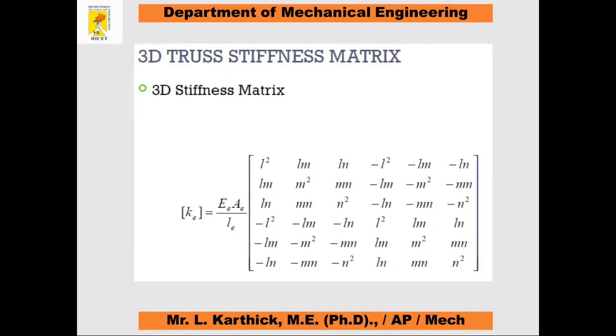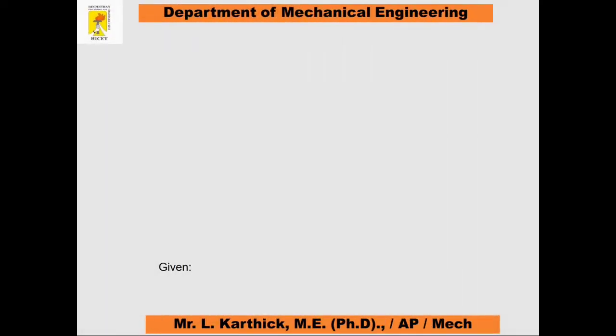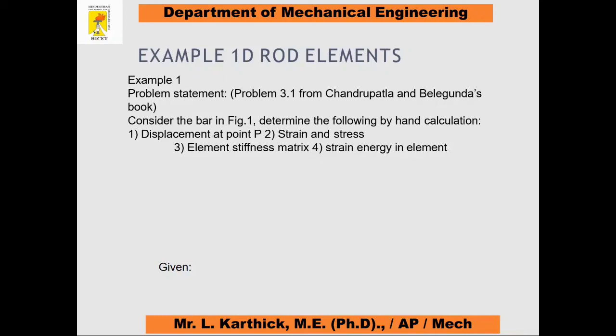And the stiffness matrix will be increased to a 6 by 6 matrix. For 2D it is only 4 by 4. For 3D, a 6 by 6 matrix will be used to calculate for 3-dimensional elements. Let us move on to the example problem, a 1-dimensional rod element.